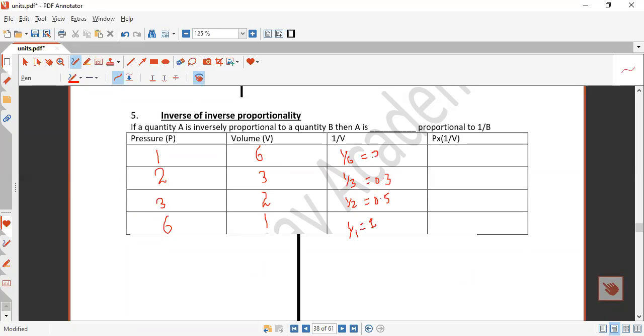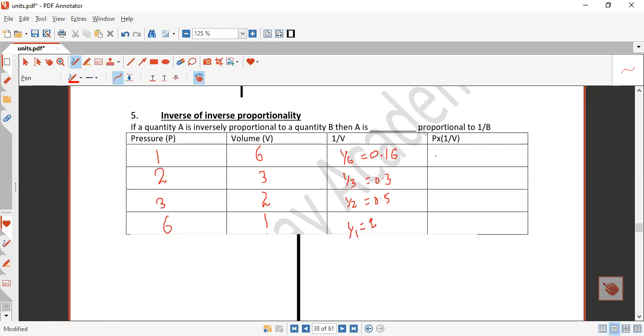And 1 by 6 is what? It is 0.1 something. Oh, what happened to my calculator? Let me see. So 1 by 6 is like 0.16. Right, students? Now, if a quantity A is inversely proportional to the quantity B, then A is, okay, we'll see about it.